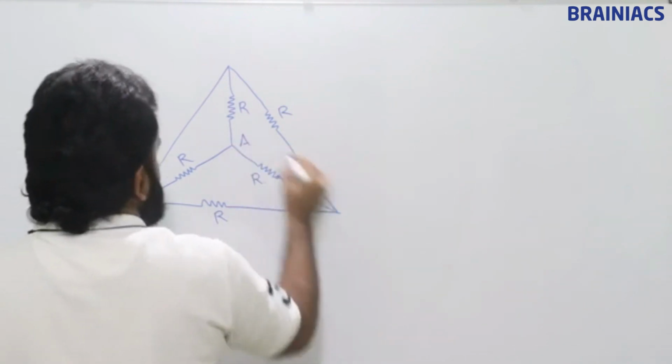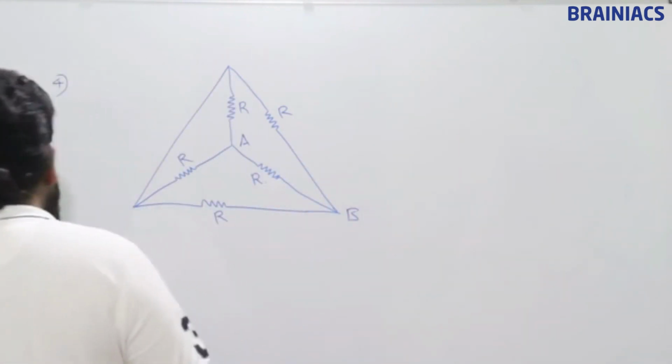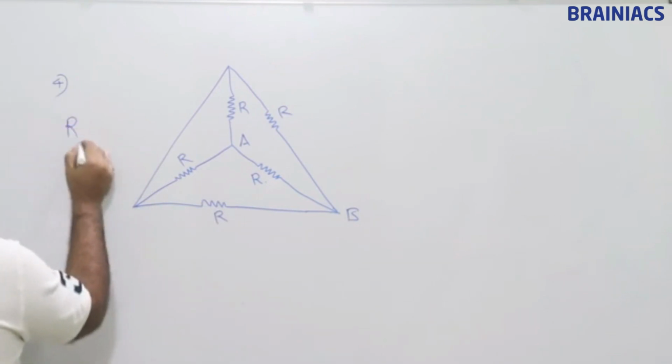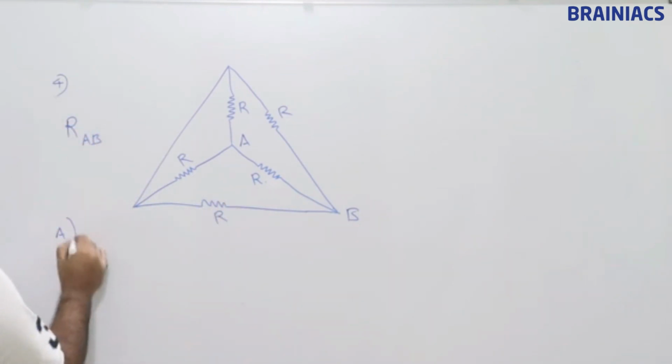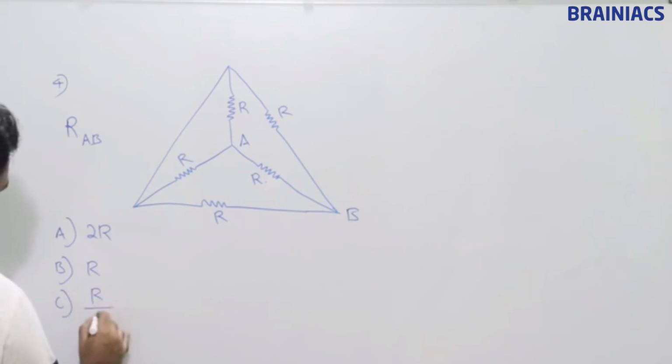So this is A, this is B. What is the equivalent resistance between A and B? Options are there. Option A 2R, option B R, option C R by 2, and option D 4R. Okay. So all the resistances are R. The central node is nothing but A, and the other node is B.